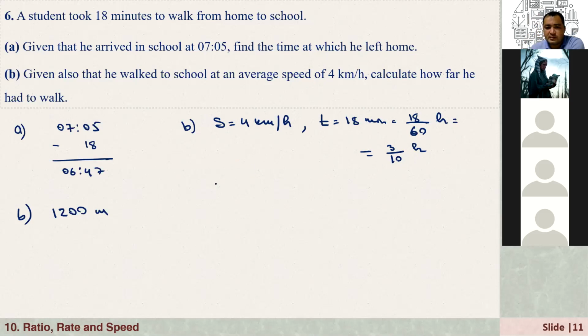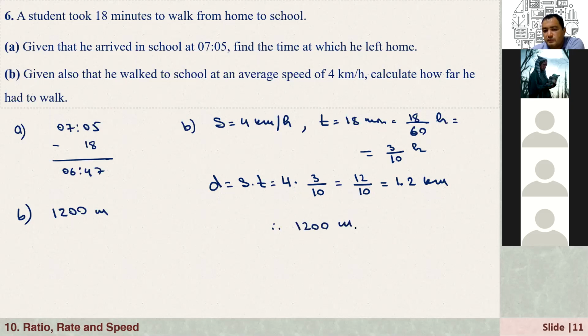And how to find the distance? Distance equals speed times time. Distance is 4 kilometers per hour, and the time is 3 over 10. 4 times 3 is 12 over 10. That's equal to 1.2 kilometers, or the distance is 1,200 meters.